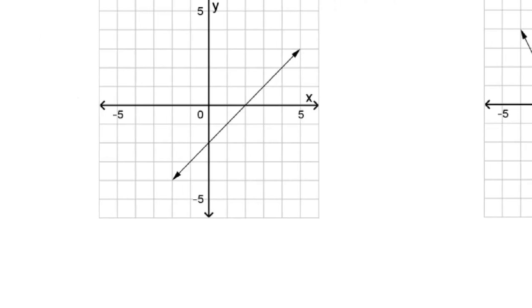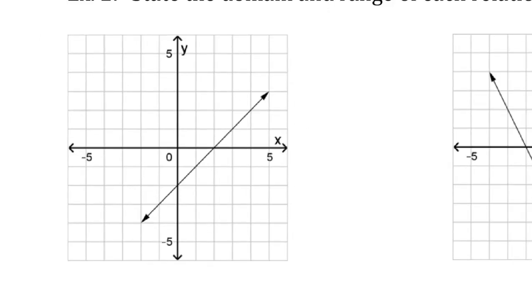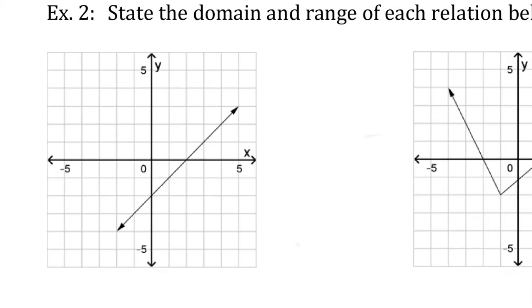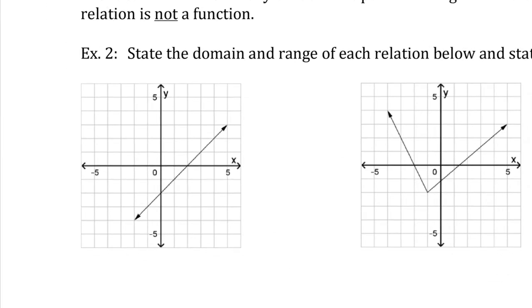And that's how you're going to tell. Basically, are there 2 places where the line, the relation, is on top, directly above the other one? That's what it means to not be a function. Okay, first one looks like a straight line. What's the domain?